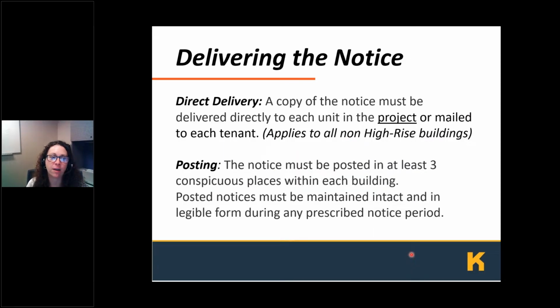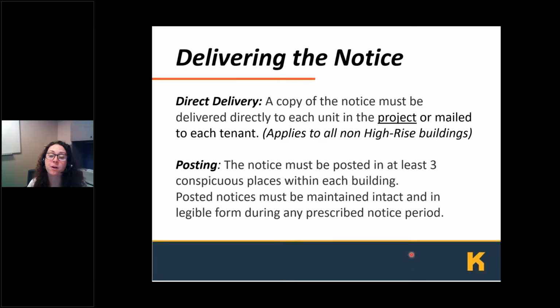So let's break that down. Direct delivery. A copy of the notice must be delivered directly to each unit in the project or mailed to each tenant. This requirement applies to all non-high-rise buildings. If you do not have a high-rise building, then you're required to deliver this notice to the tenants directly. You can either tape it to their door or mail it to them. It needs to be a direct delivery.